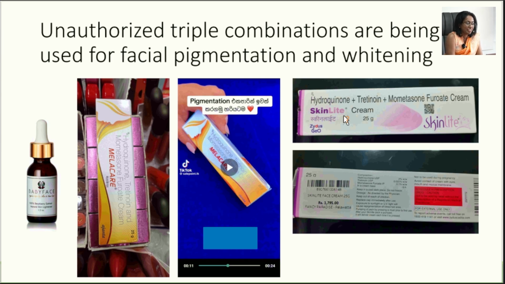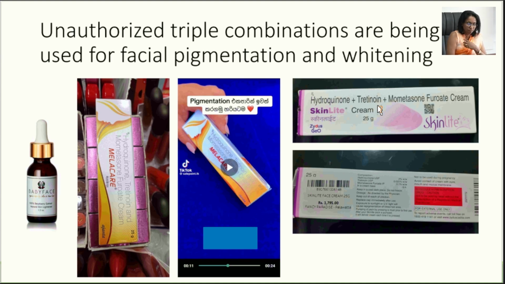And you see that TikTok is saying, let's remove pigmentation, the WhatsApp number is inside this blue box. And then you see this hydroquinone, tretinoin, all these contain hydroquinone, tretinoin and mometasone. The current recommendation is, yes, you can use this combination for melasma for a month, not more than that. We have one brand registered in Sri Lanka. I'm not going to tell you the brand, you all know. But all these other brands, the Skin Light, Skin Shine, all these are not registered.